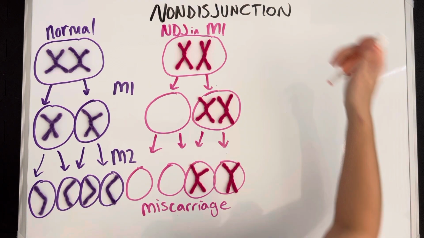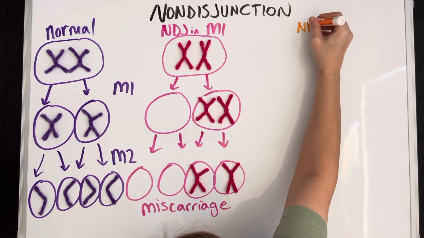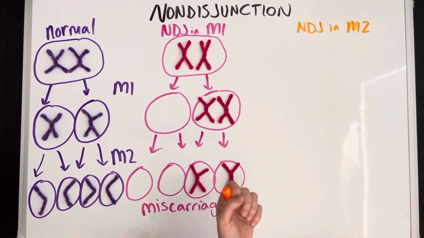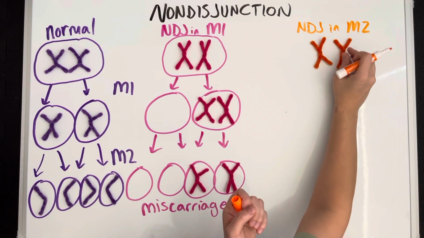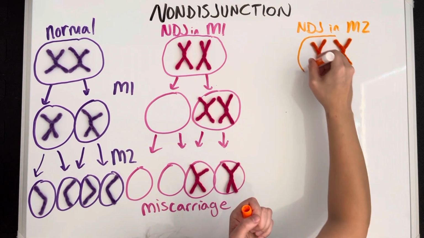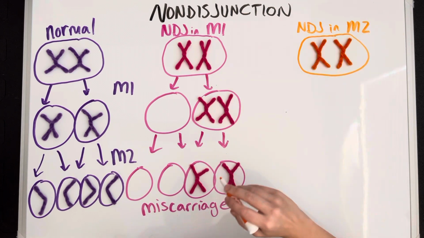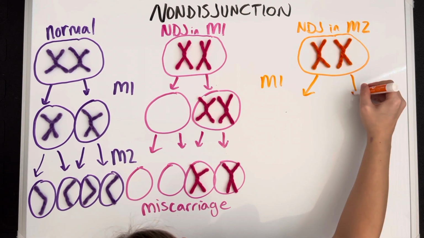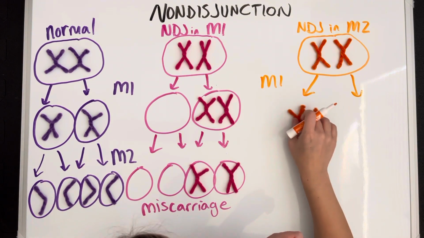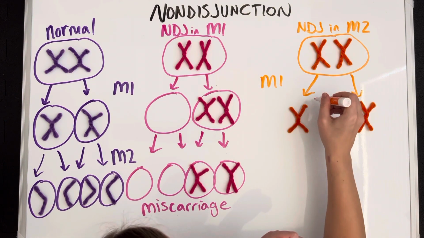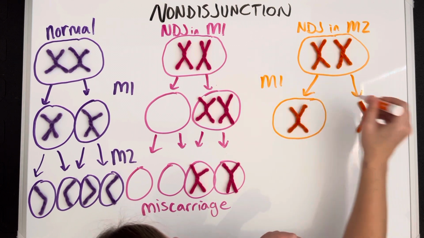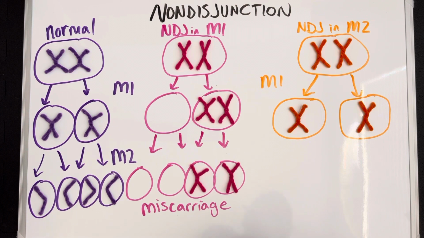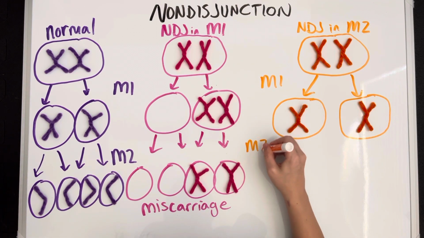Let's look at non-disjunction in meiosis 2. Got a pair of chromosomes here. They're going to undergo meiosis 1, and everything goes smoothly. Happening like normal. This is what we want to happen. All is good. Meiosis 2 now.